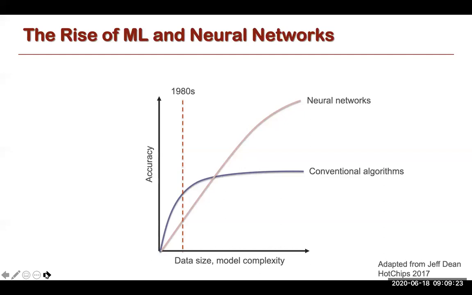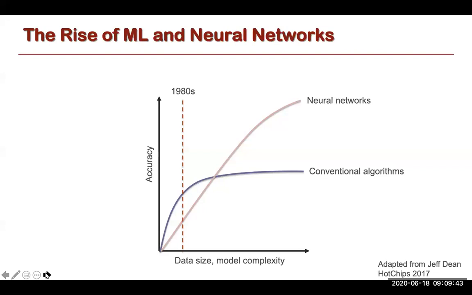It turns out that machine learning and computation have been inextricably linked for a long time. If you look at it, the idea of machine learning has been around for over 50 years, and in fact, training these networks using backpropagation has been around since the 1980s.